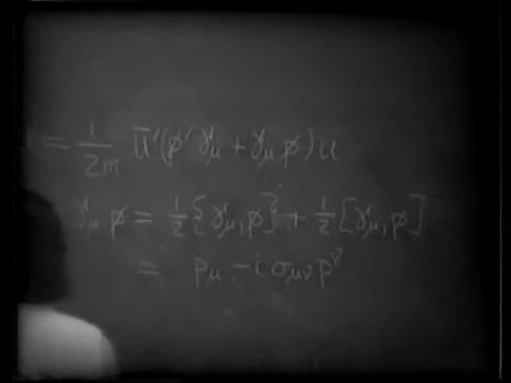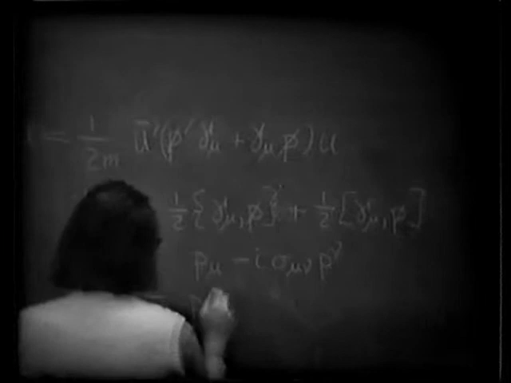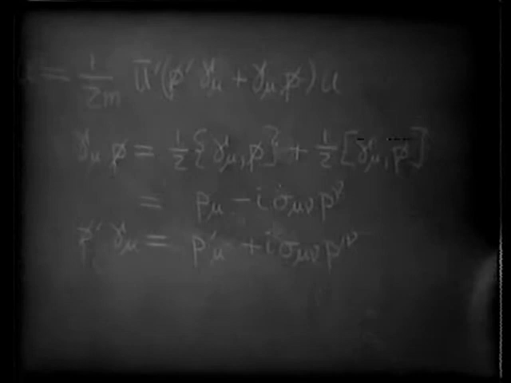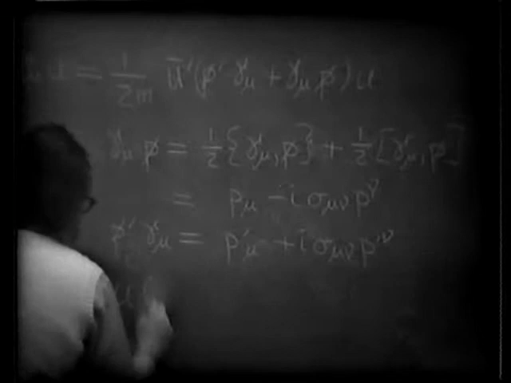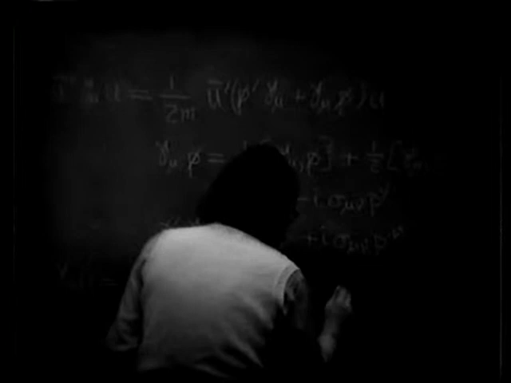Likewise, P prime slash gamma mu is P prime mu. And now the commutator is in the other order, so I get plus I sigma mu nu P prime nu. Now, I add all of this up, and I find u bar prime gamma mu u equals u bar prime u (p mu plus p prime mu) plus I over 2m sigma mu nu (p prime minus p), which is k.